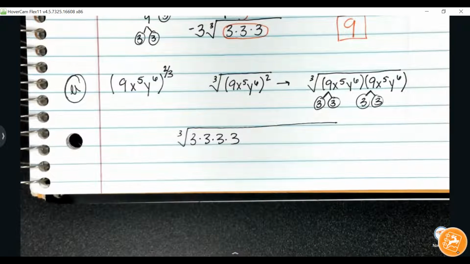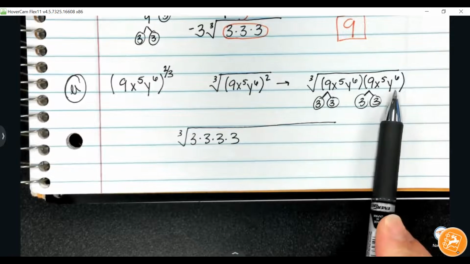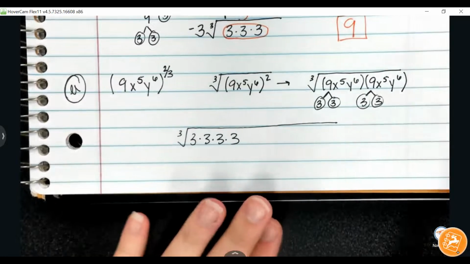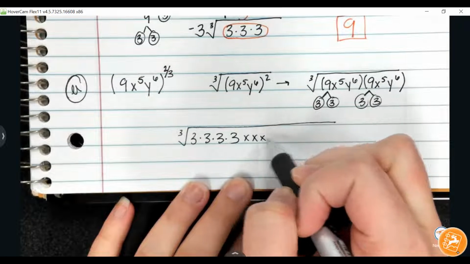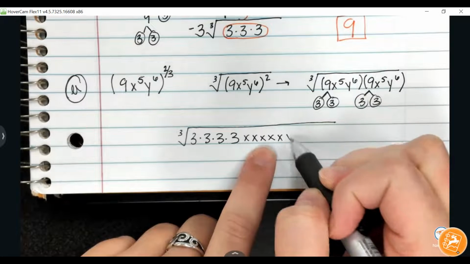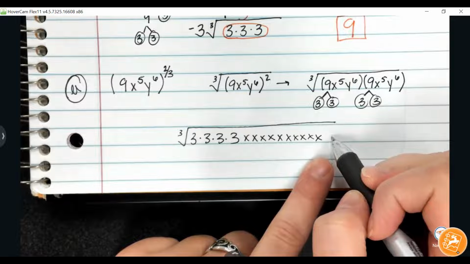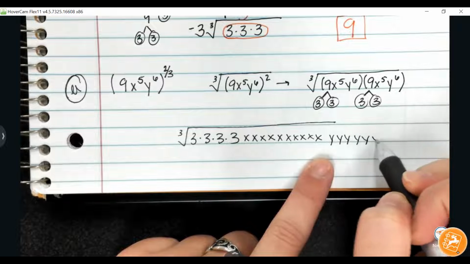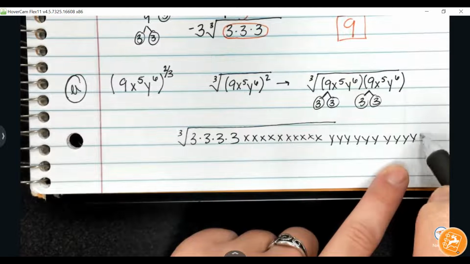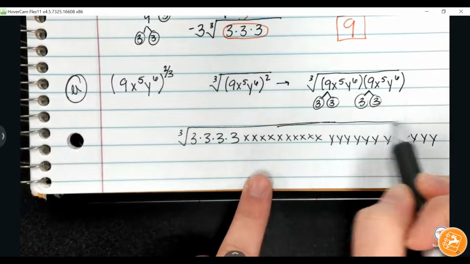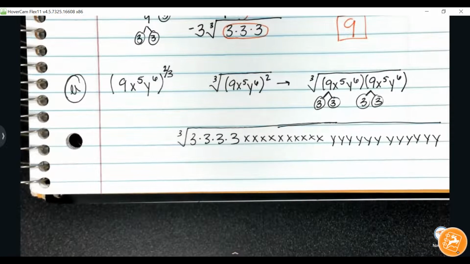Trick question, how many x's are inside? 10. Where did we get 10 from? Because there's 5 on this side and 5 on this side. I'm going to write them all down, but I'm going to talk to you about another way to do it. 1, 2, 3, 4, 5, 6, 7, 8, 9, 10. How many y's are inside? 12. 7, 8, 9, 10, 11, 12. I'm just writing it down because it's the one example we're doing. I'm not expecting you to do this every time, okay?